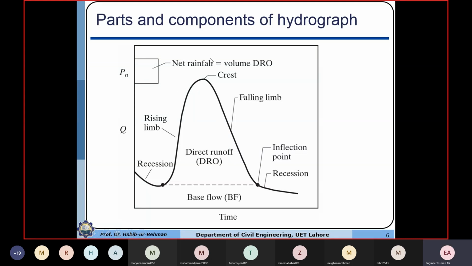Third component is the crest or peak discharge. Again, it is affected by the rainfall characteristics and the catchment characteristics.